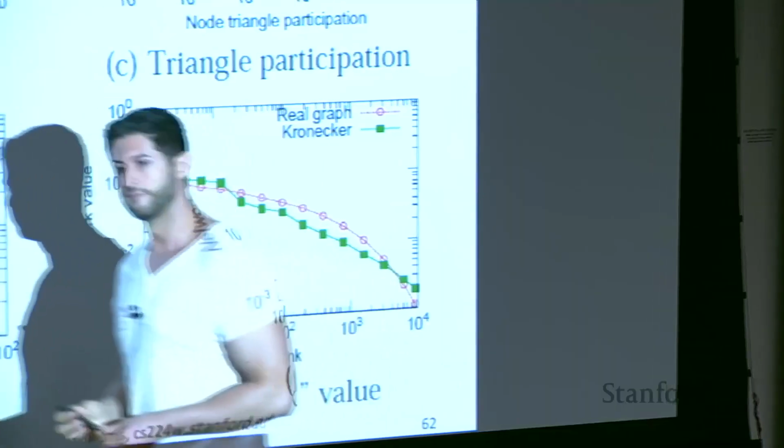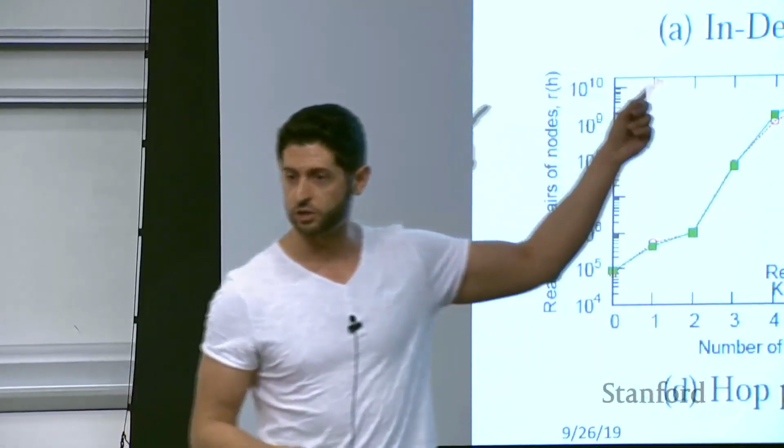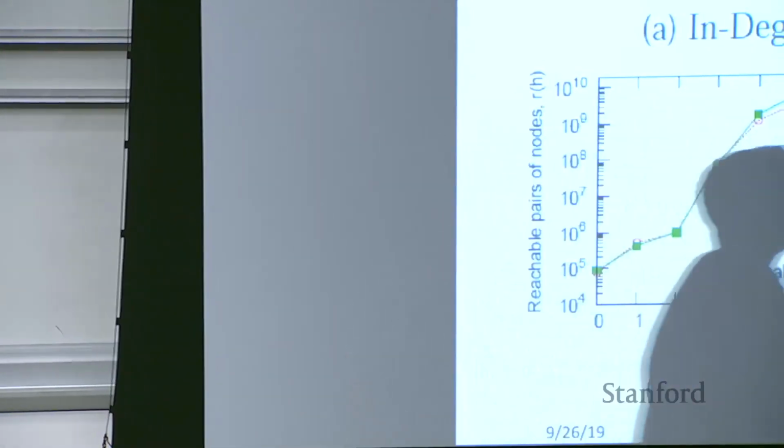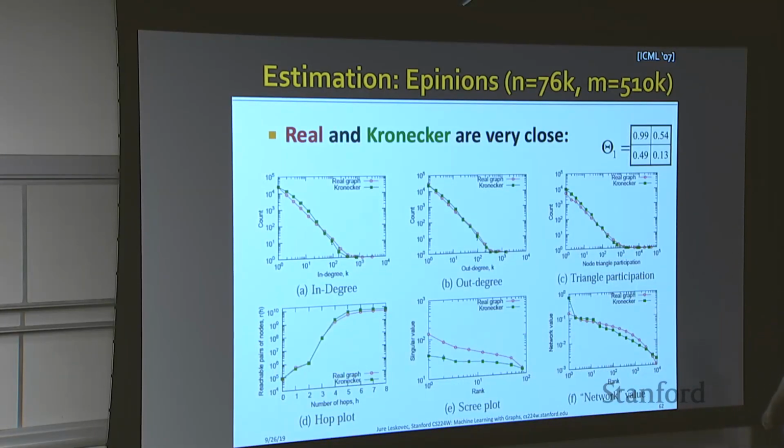Absolutely. Sorry? How was the value of the initiator matrix theta 0 found? Okay, that's a very good question. I will point you basically to the paper. I will put it there. It takes a bit of time, but at the end of the day, basically, you can analyze your real network, and then you're gonna be doing some grid search basically until you get close to the values that you want.